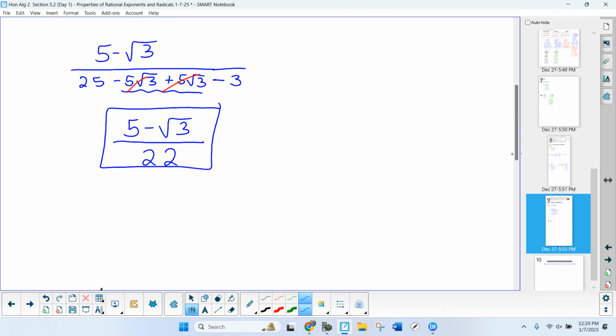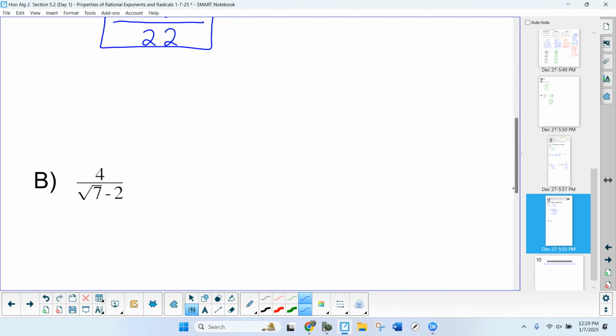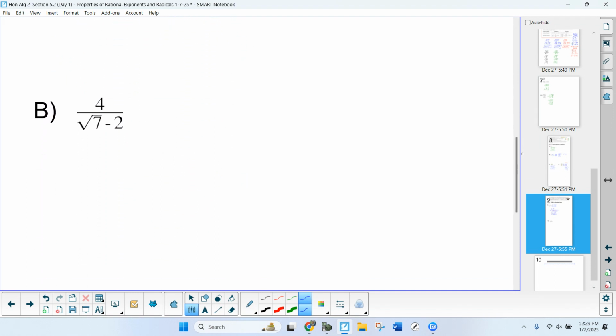What do you guys think about that one? Yeah. Be careful here. I don't like the way this denominator is written. Put it in standard form. What's standard form? -2 plus the square root of 7. Because now when you multiply by the conjugate, what is the conjugate? It's -2 minus the square root of 7.